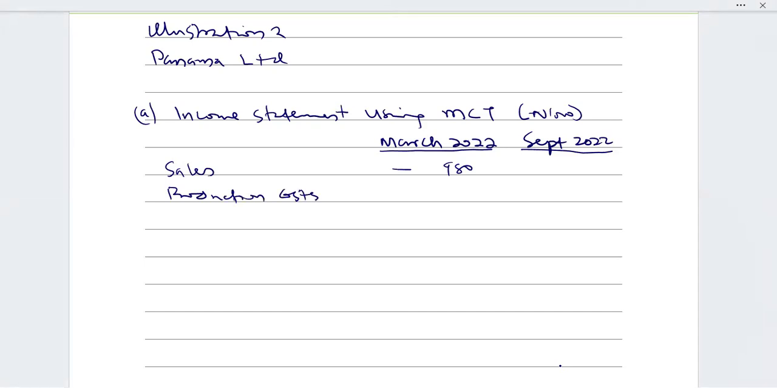Remember, we are using marginal costing technique. So here is opening stock. The period that ended in March would have started on the 1st of October. Let's go back to the question. Is there any opening stock for March? We are not given any opening stock, so you put a dash.